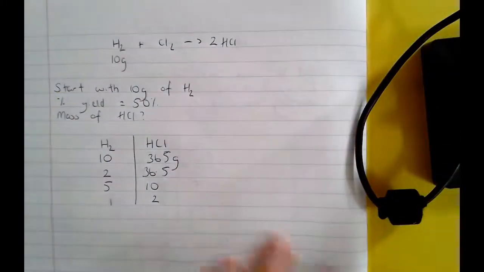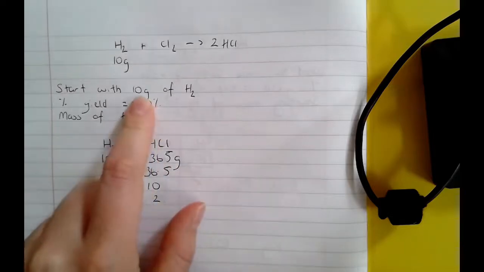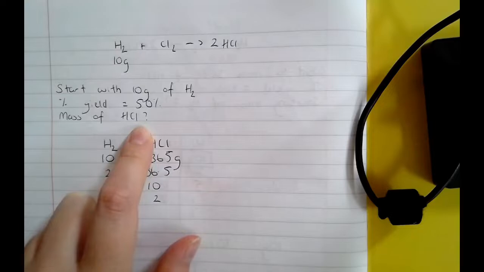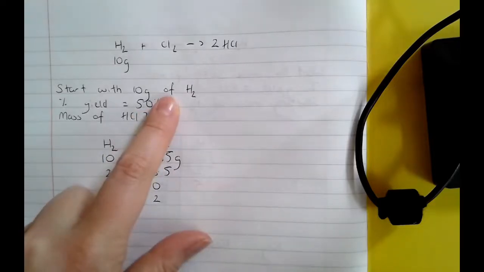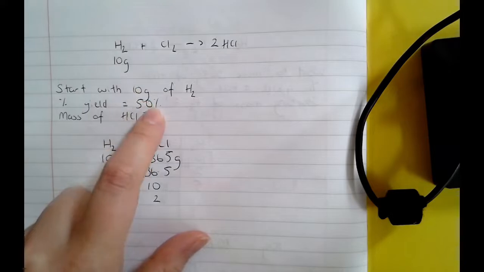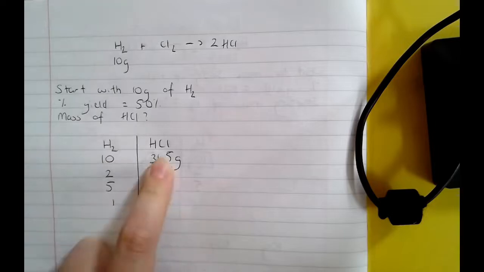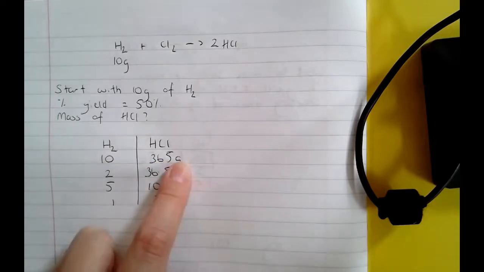Then the final way that they can ask this question is they tell you what you're starting with and they tell you what the percentage yield is and they ask you for the mass of the product. So how much product are you actually going to get if I start with this amount of H2 knowing that this is my percentage yield. So again, if I'm starting with 10 grams of H2, I'm going to work out the mass of HCl that I should get. So I should get 365 grams if I had 100% yield.